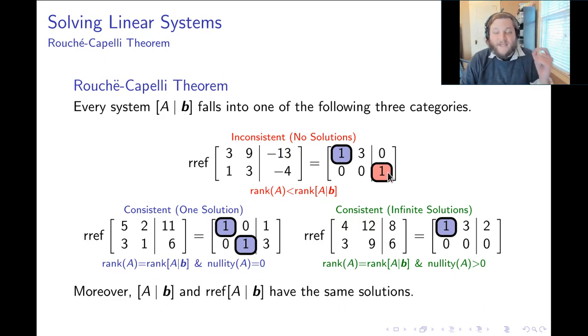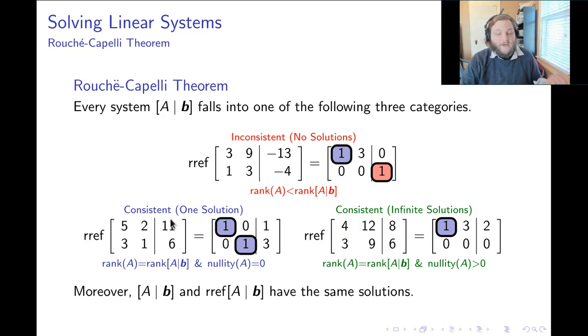The way we test for this numerically would be to compare the rank of the coefficient matrix A to the rank of the augmented matrix. If the rank of the coefficient matrix is less than the rank of the augmented matrix, that means that I added a pivot when I augmented, which means that I'm inconsistent.